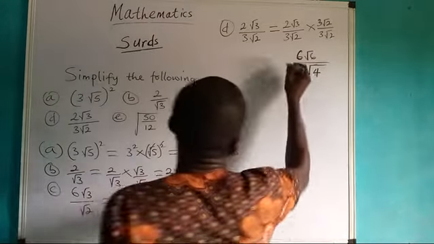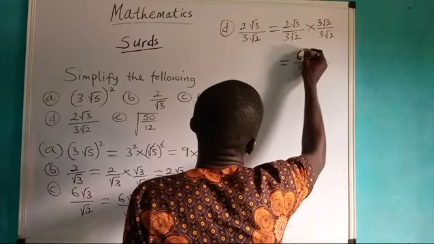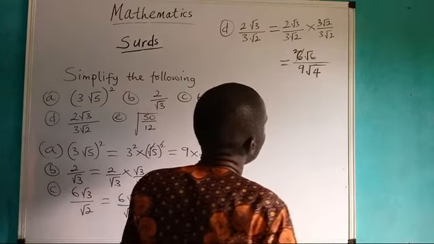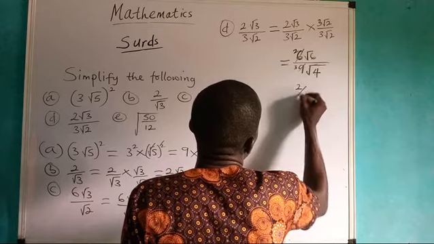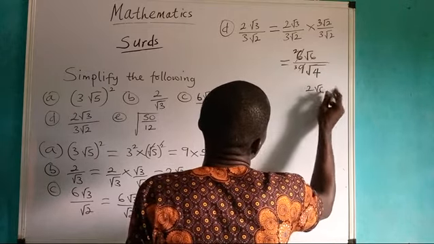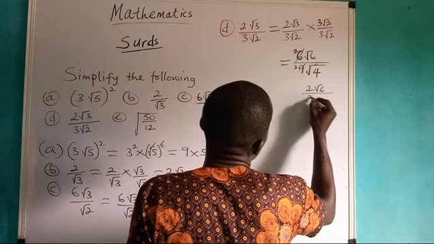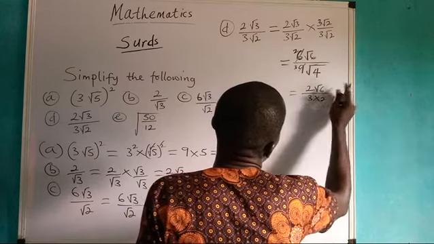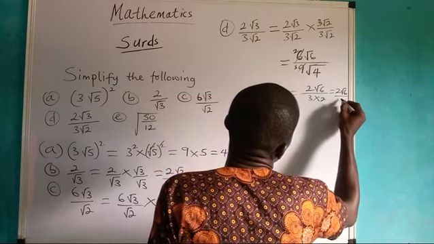Now, for this one, we have to move further and solve. Now, we can cancel. 3 can enter 6, we have 2. 3 can share 9, we have 3. Therefore, we have 2 over 3. Here we got 2 root 6 all over, and the root of 4 is simply 2. At the end, we are going to have 2 root 6 all over 6.